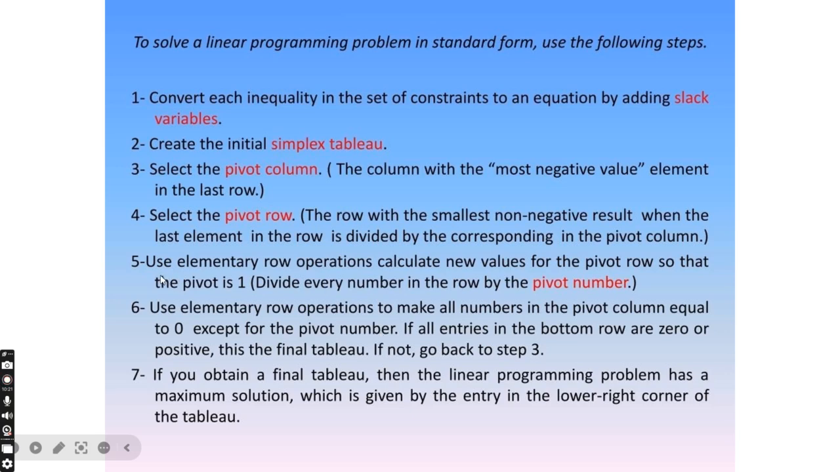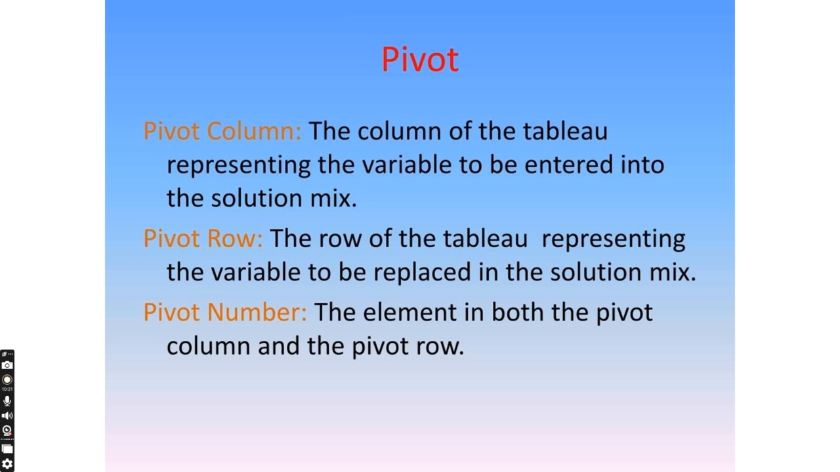Except the pivot number. So you have to do step 5, step 6 and step 7. If you obtain any final table, then the linear programming problem has a maximum solution, which is given by the entry in the lower right corner of the table. Okay, so these are the various steps involved in solving the linear programming problem in standard form.